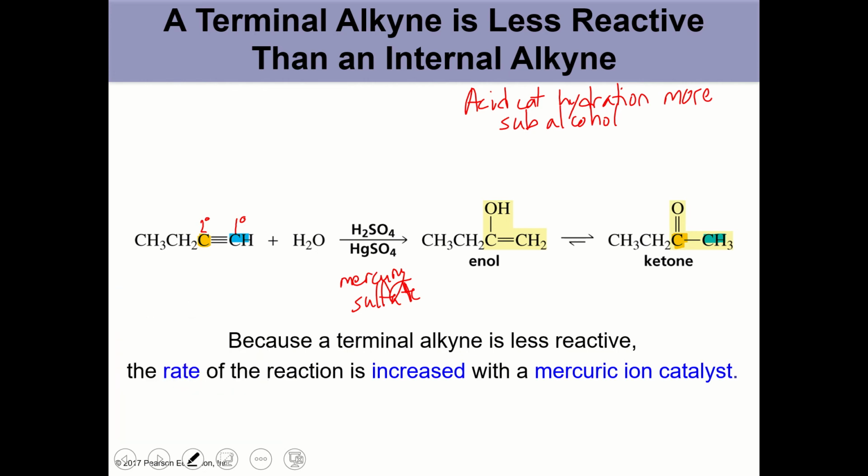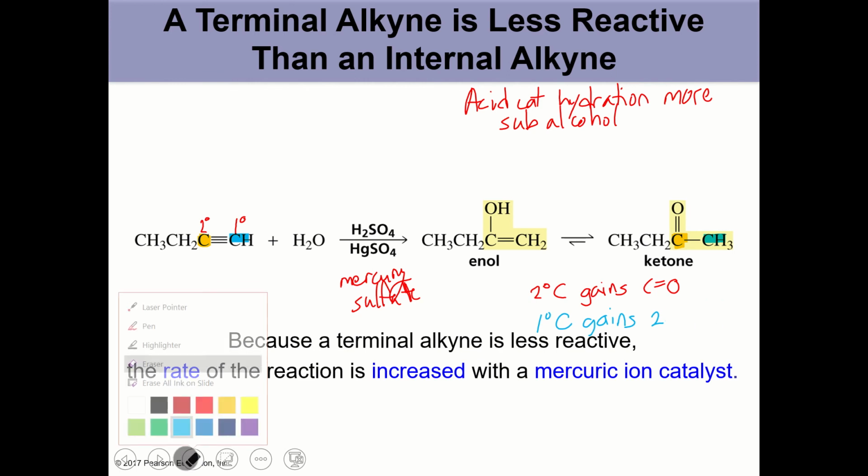So we can write it out. Secondary C gains C double bond O. Primary C gains 2 times C to H bond. So it gains 2 hydrogens. Perhaps we should just say 2 hydrogens.